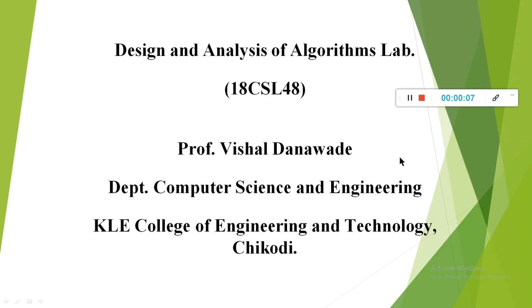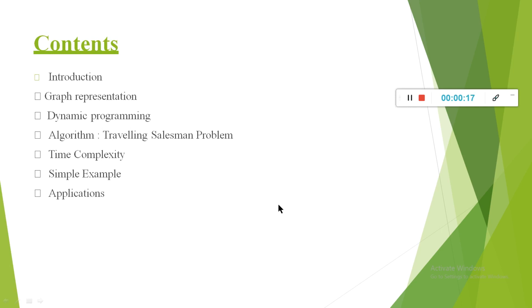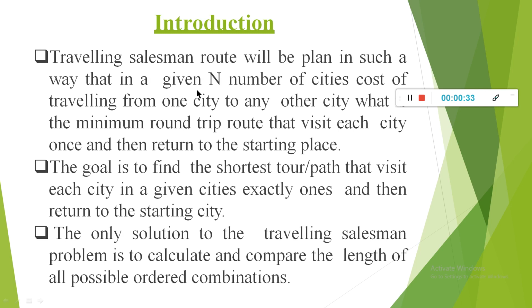So in this lab, we are going to discuss lab experiment number 10B, that is implement traveling salesperson problem using dynamic programming technique. So in this part we are going to discuss the theory, then we'll go for the explanation of the program. Here these are the contents: introduction, graph representation, dynamic programming, algorithm, time complexity, simple example and application. So first we'll see the introduction part.